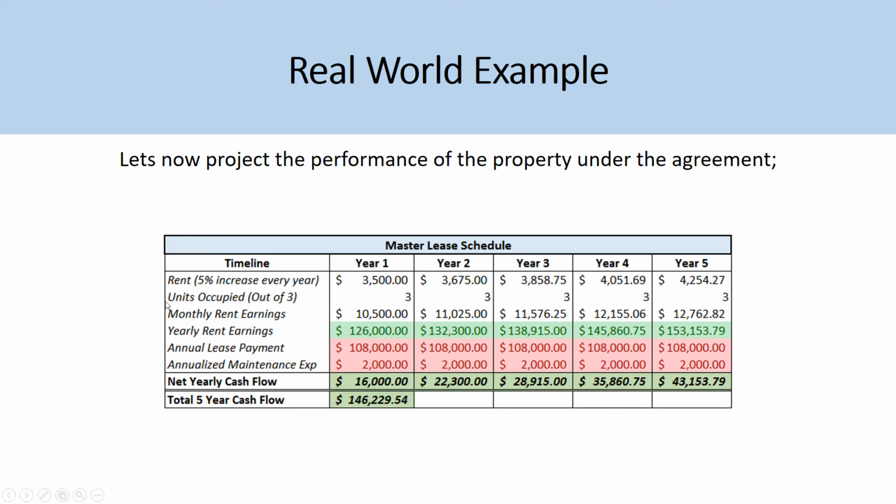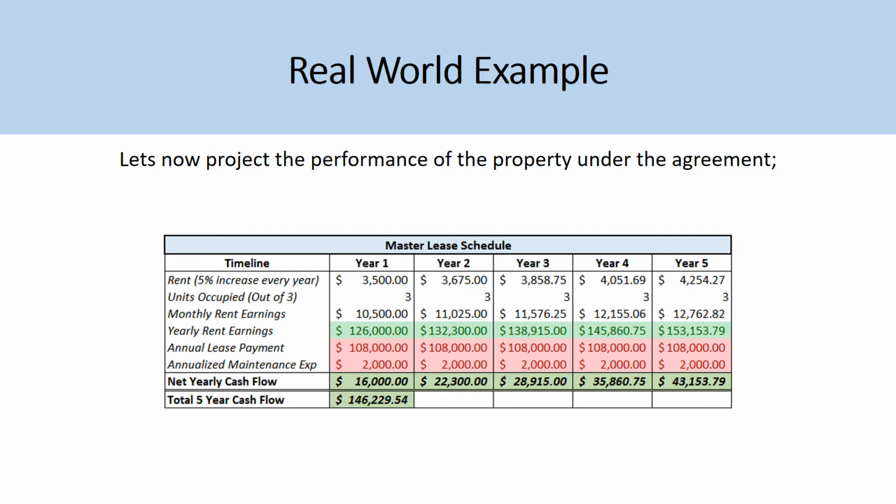Now, I'm assuming that I have 3 out of 3 units occupied in each of the 5 years. I'm a great salesman and I can find tenants who want to live in my units. So I'm not assuming that I'm going to have problems with occupancy. That's a big assumption to make, but for simplicity's sake, let's assume that all 3 units are being rented. Multiplying $3,500 by 3, we get monthly rent earnings of $10,500. Multiplying that by 12, my total yearly rent earnings will be $126,000.